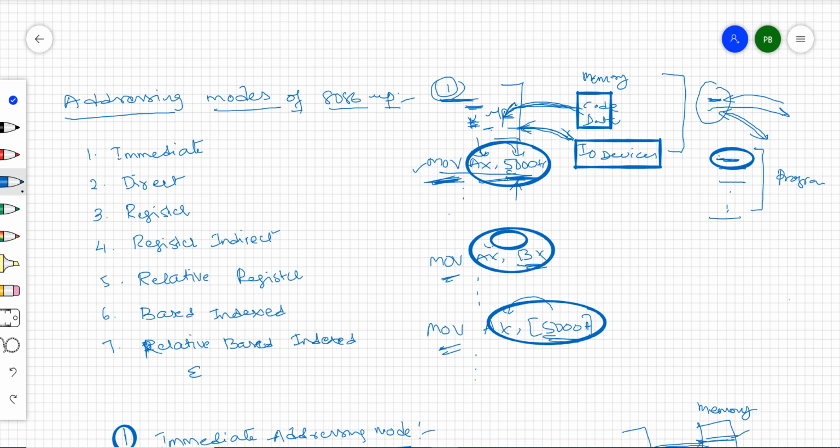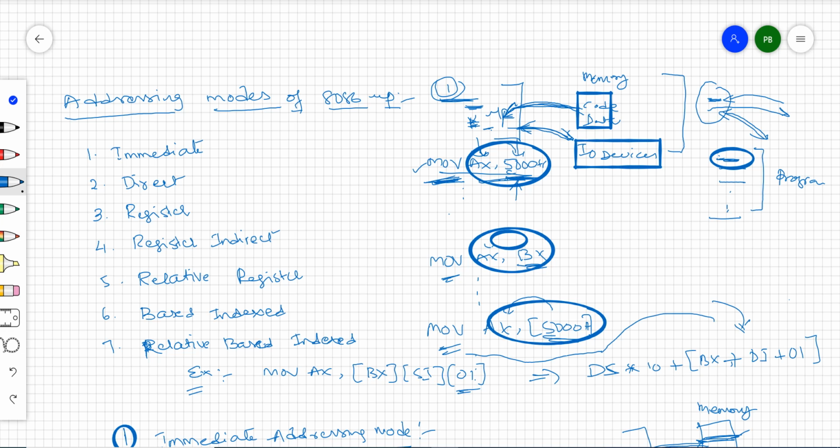For example, the seventh one, if you see, MOV AX, [BX][SI] plus 01h, for example. This is called the relative address. Your 20-bit physical address is going to be calculated like this for the source data: DS times 10 plus BX plus SI plus 01 will take place. The 20-bit physical address is generated to select one register among the external memory. That data will move to the AX. This is called the relative based index addressing mode.